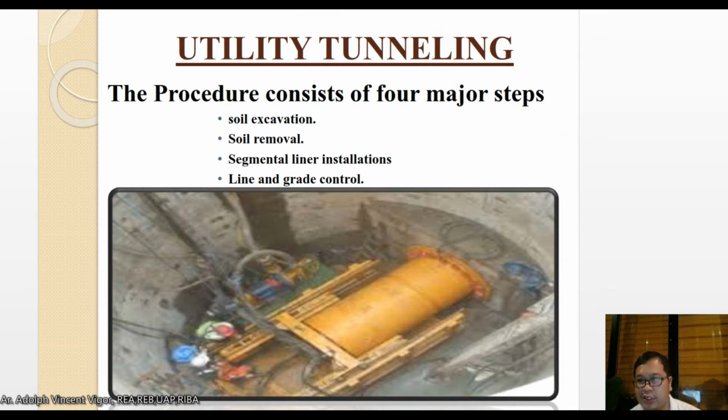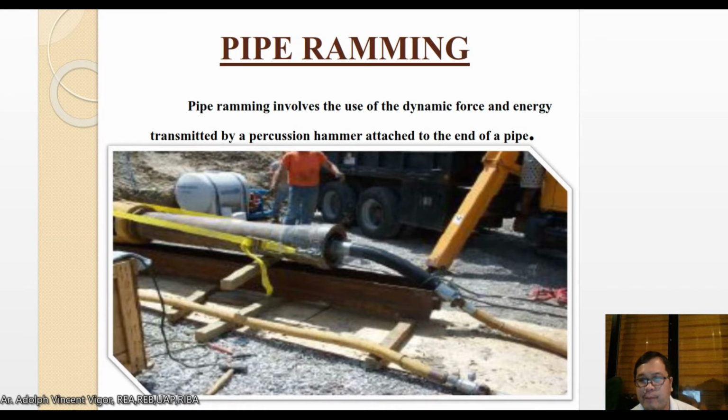Then you have utility tunneling. The procedure consists of four major steps. First, you have soil excavation, soil removal, segmental liner installations, and line and grade control. Then you have pipe ramming. Pipe ramming involves the use of the dynamic force and energy transmitted by a percussion hammer attached to the end of a pipe.